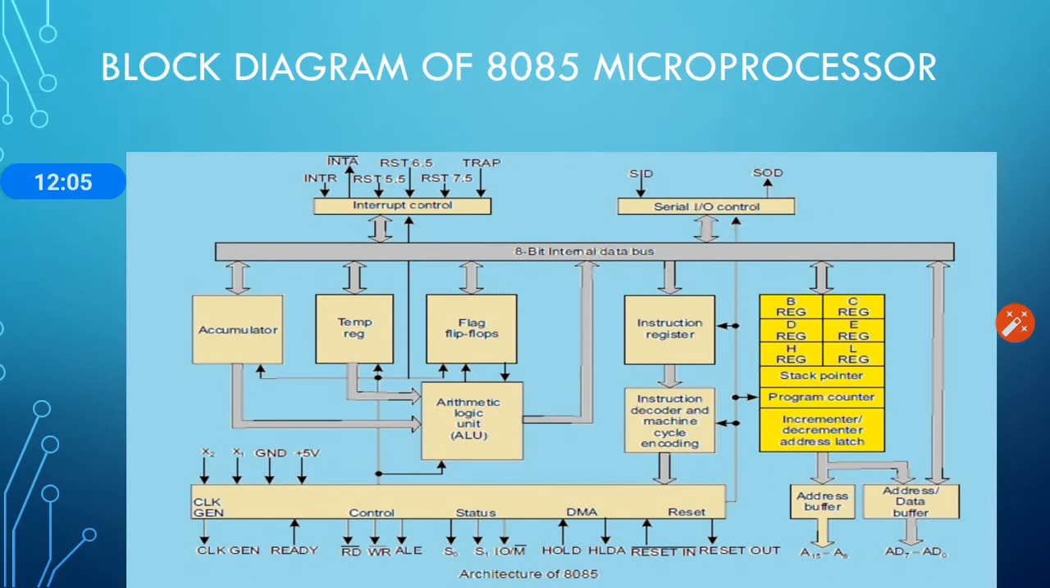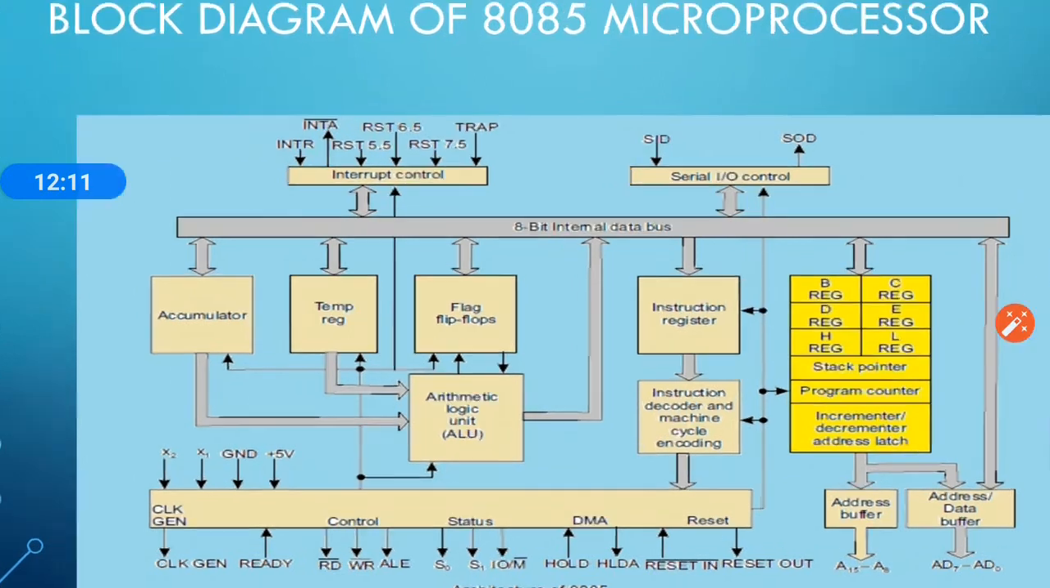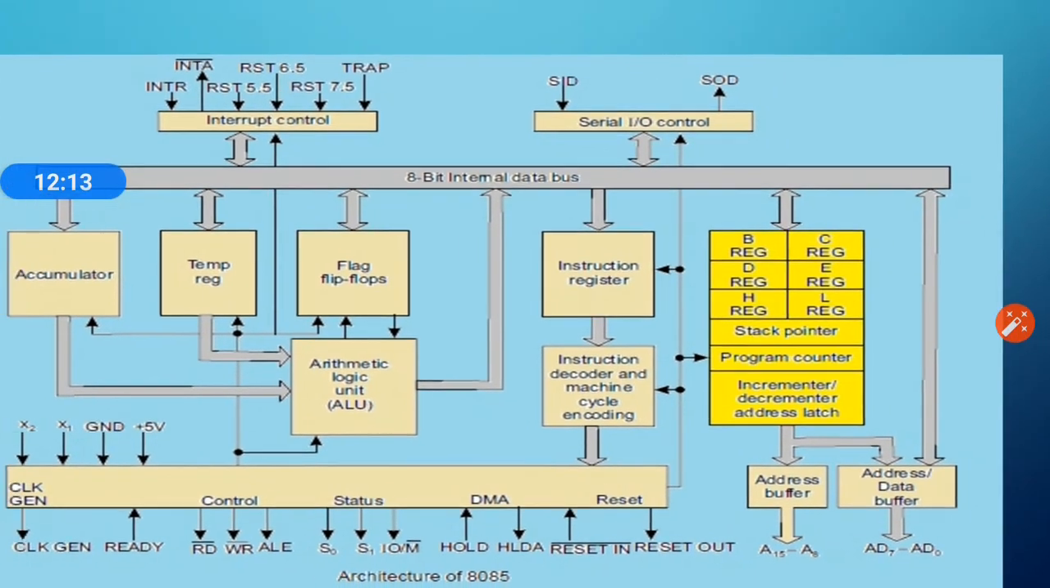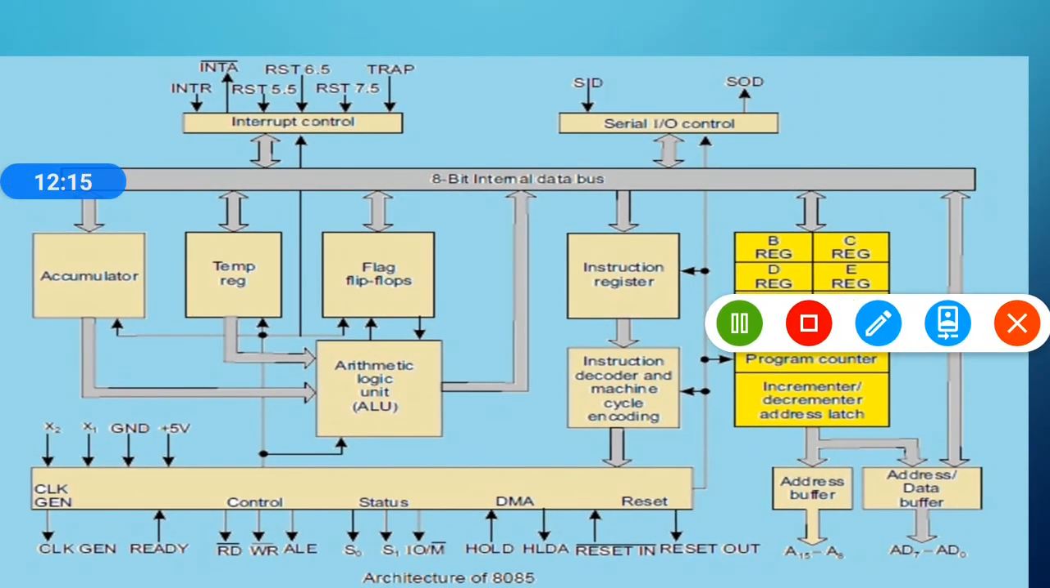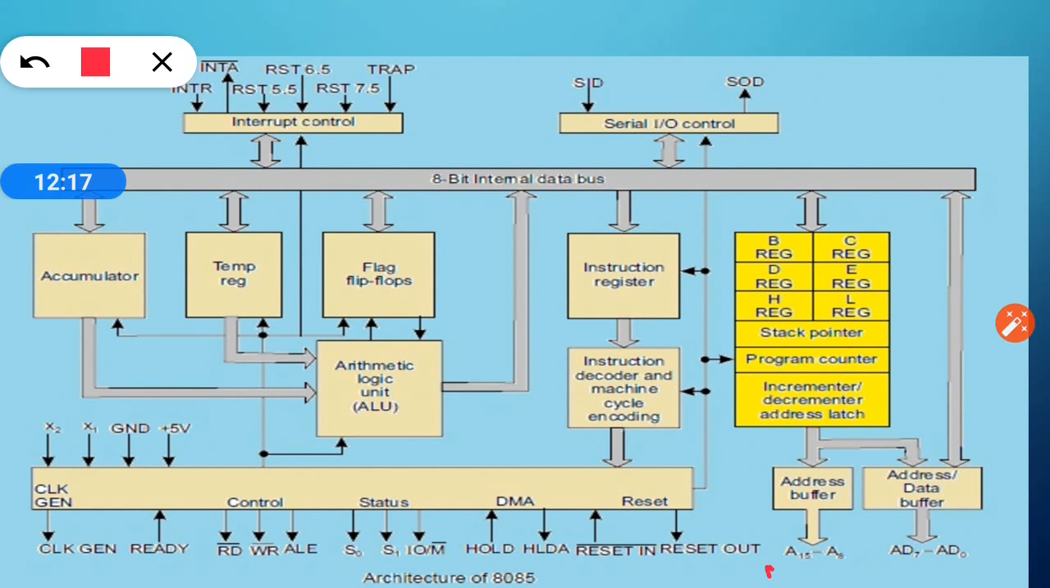So now, the memory device is connected here at the bottom, right bottom side. Remember, the memory device is connected at the address buffer and address data buffer. This is the memory I have drawn at right bottom side. Here you can see that there are two blocks: one is the address buffer and another is the address-cum-data buffer.